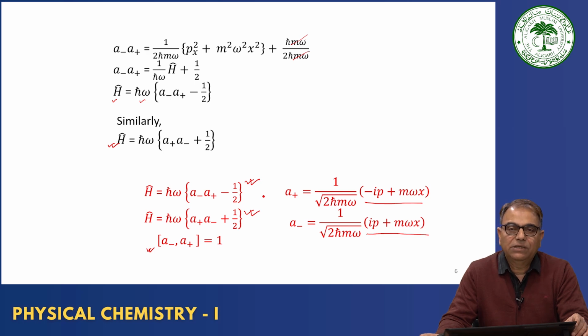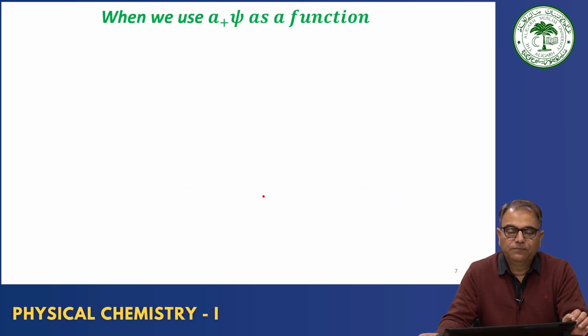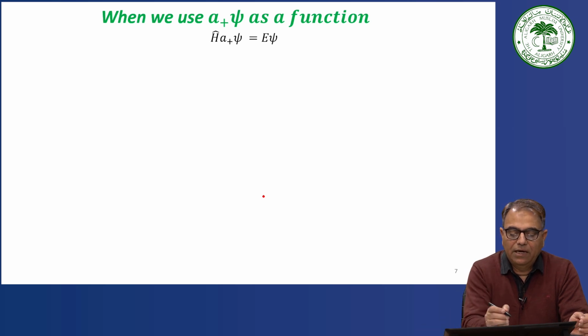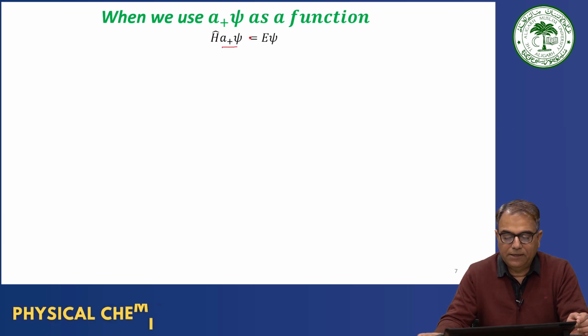This we did earlier, and now we will be using these relationships in order to get the energy eigenvalues. So what we do is use A plus psi as a function. Instead of psi, we are now using A plus psi as a function, and we will apply the Hamiltonian to this function A plus psi. H psi is equal to E psi, and A plus psi is a function, so you get the energy eigenvalues.